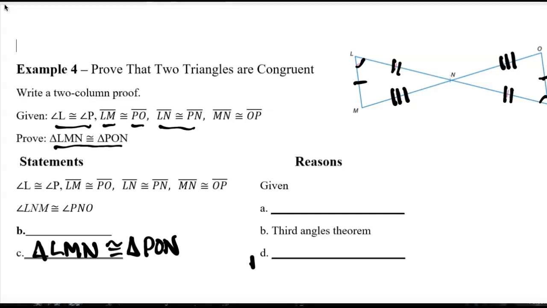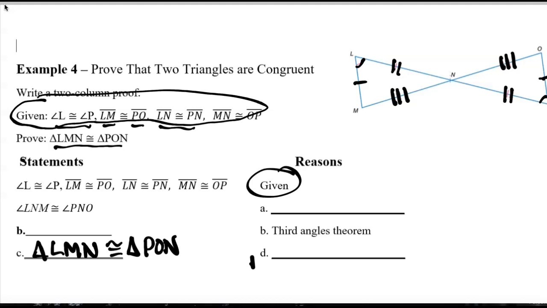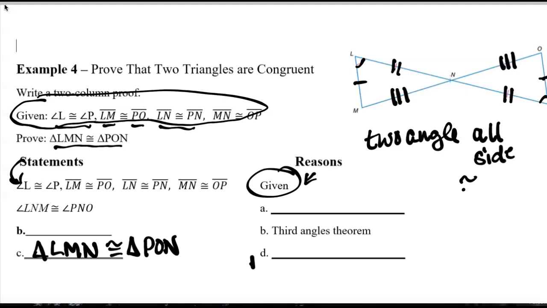And we've talked about how in your first statement you just take everything that was given and write that down, and you write the reason that that was given. Then you try to find angle relationships. So we have found that if we can prove that two angles and all the sides are congruent, then the two shapes are congruent, because the third angle theorem will say that the third angle is going to be congruent. So we have to try to prove something about one of the angles.